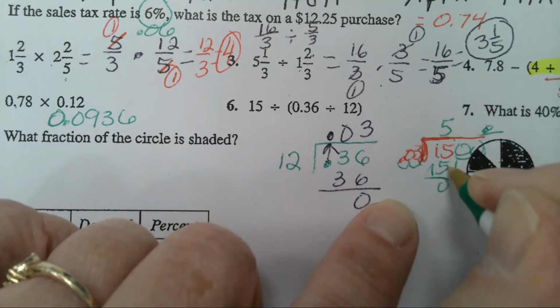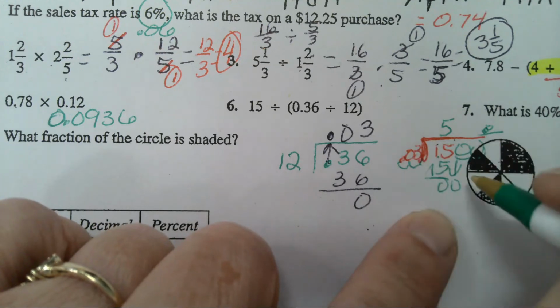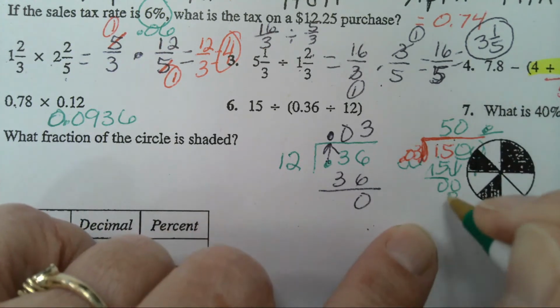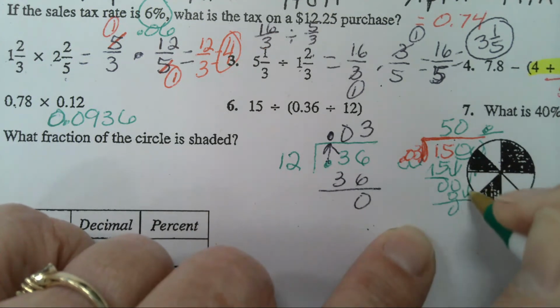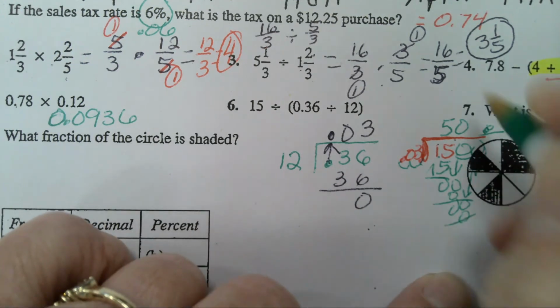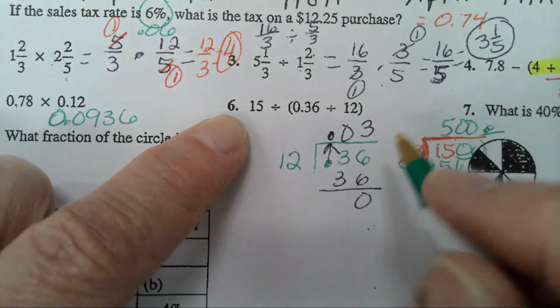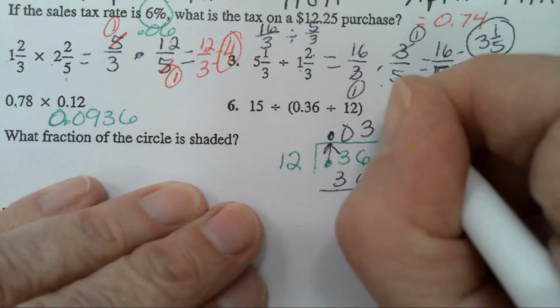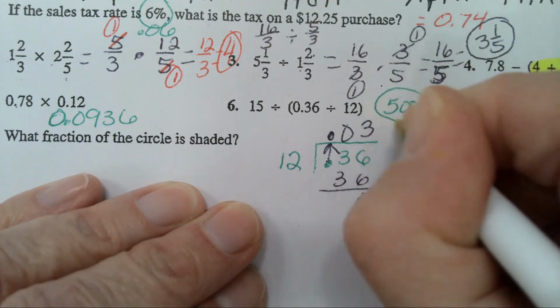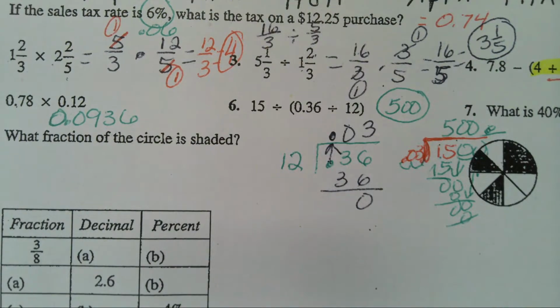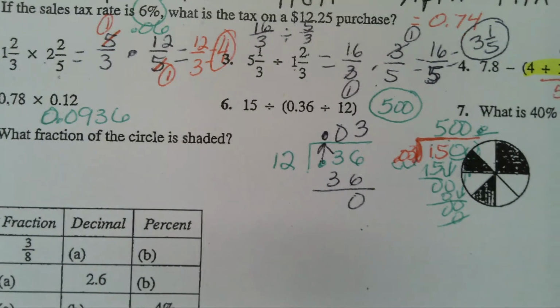Subtract. Bring down. How many 3s are in a 0? 0. I still have one more 0 to bring down. How many 3s are in a 0? 0. So the answer to this problem is 500. Number 6 is 500. It's all following the rules for decimals. We've been doing it all year.